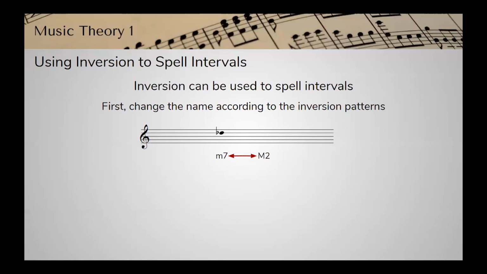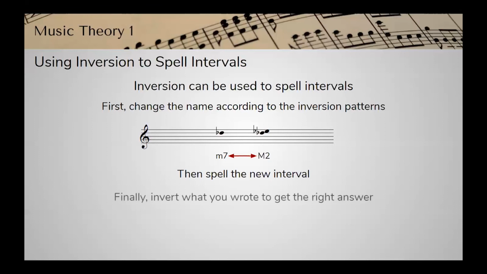So instead of trying to find a minor seventh below the D, I'm going to instead find what a major second is above the D. That's going to be an E flat. So D flat to E flat is a major second. So there is my first step to finding the answer. Since I've inverted the name to find my temporary interval, to get the right answer, you just invert what you wrote and you get the answer that you wanted in the first place.